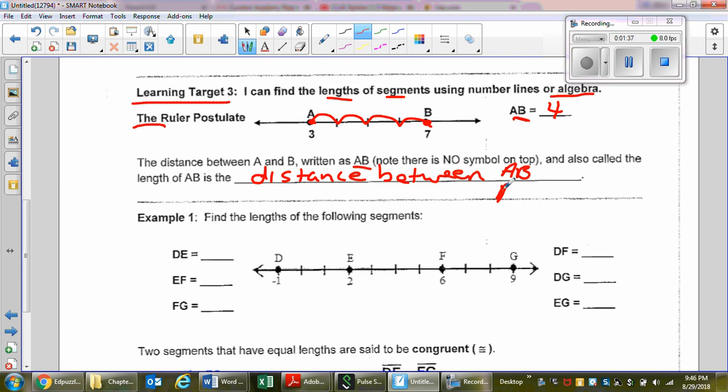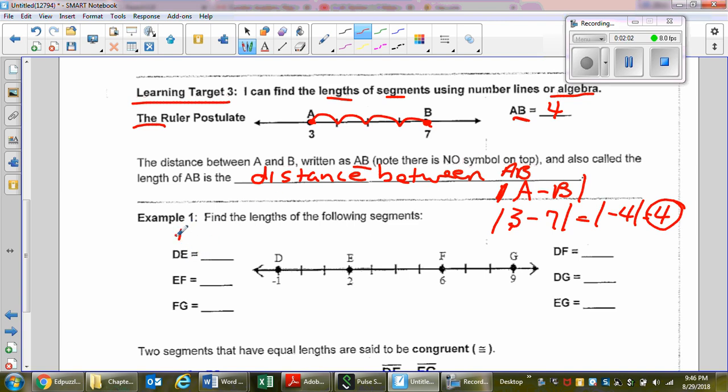So we use the absolute value of A minus B. Whether it's A minus B or B minus A doesn't matter. If A is represented by 3, then 3 minus 7, in absolute value because distance is always going to be positive, gives you positive 4. So either way you'll be able to find it.